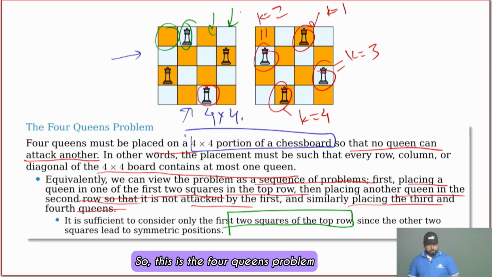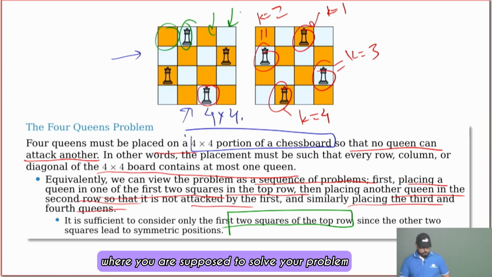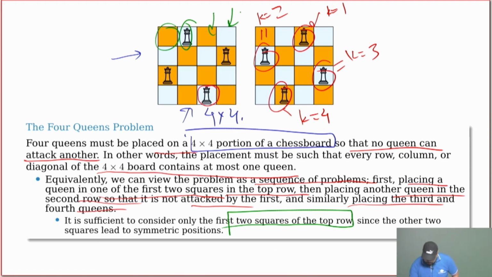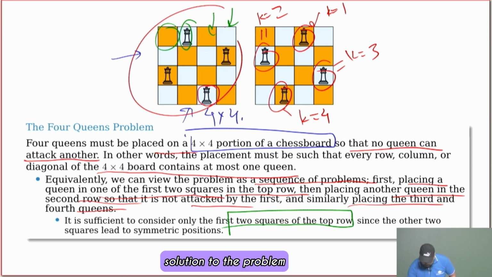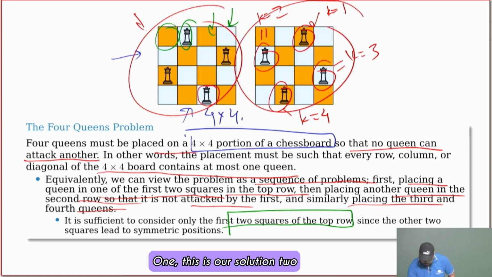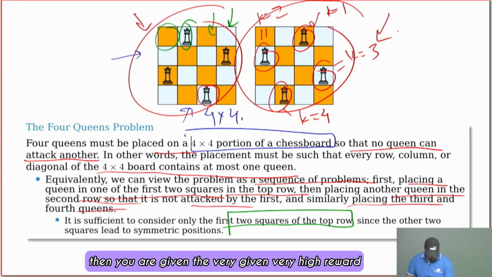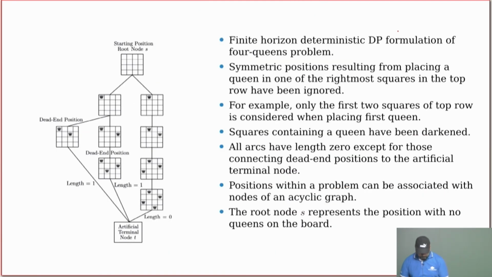Okay, so this is the 4 queens problem, where you are supposed to solve your problem, where you get the maximum reward when you arrive at the solution. So here what you see is indeed the solution to the problem. This is our solution 1, this is our solution 2. So either way, if you arrive at one of these valid terminal states, then you are given a very high reward.